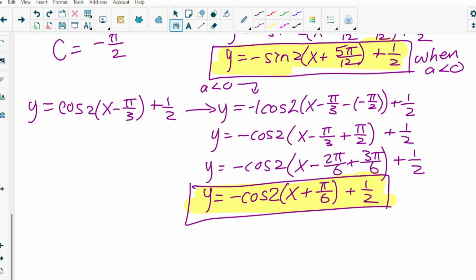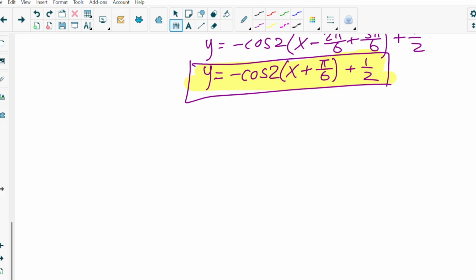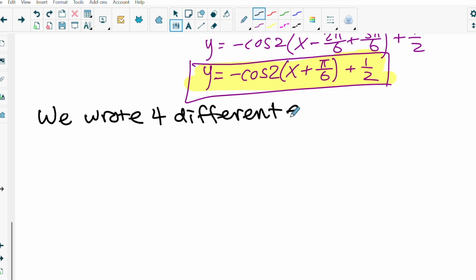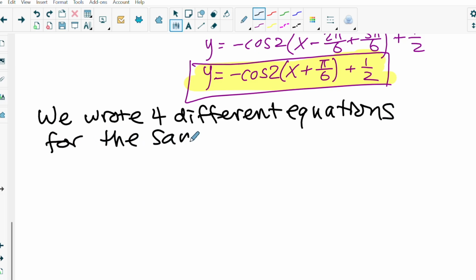Okay, one last bit here. Let me show you all 4 equations. So we generated 4 equations, folks. Okay, 4 separate equations, and they are all the same graph. So let me just go here. We wrote 4 different equations for the same graph, right? So this same graph that we're doing for example 1.